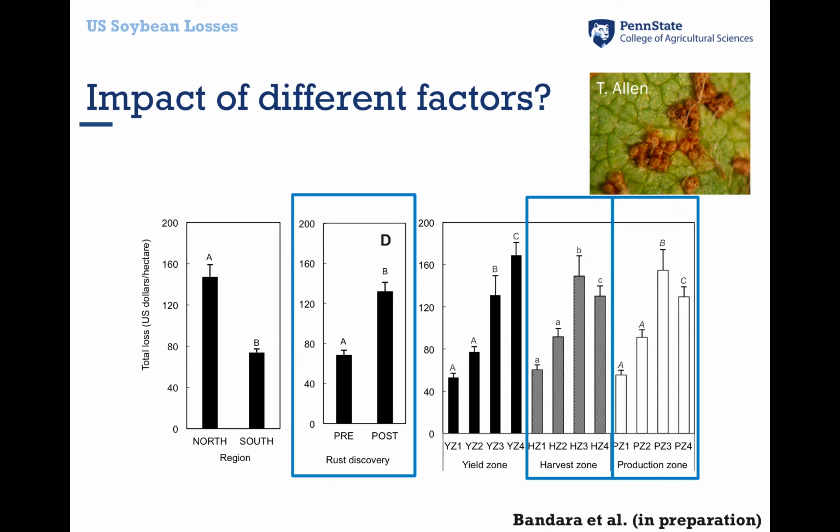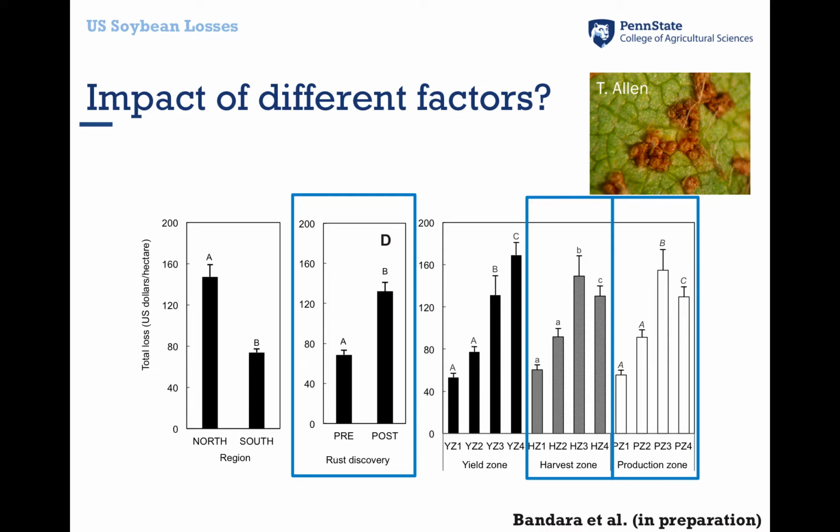What does it mean in terms of different factors? Obviously, the north produces a much greater quantity, so it drives much of the overall loss versus the southern US, but we look at different things here across the two regions. The discovery of soybean rust did change, I think, how people are scouting in the field and looking at it. The pre-post loss profiles are very different.